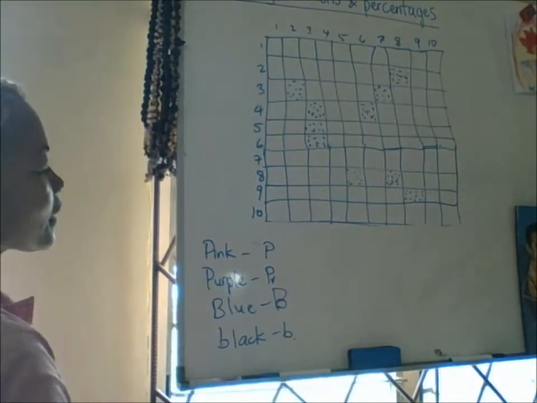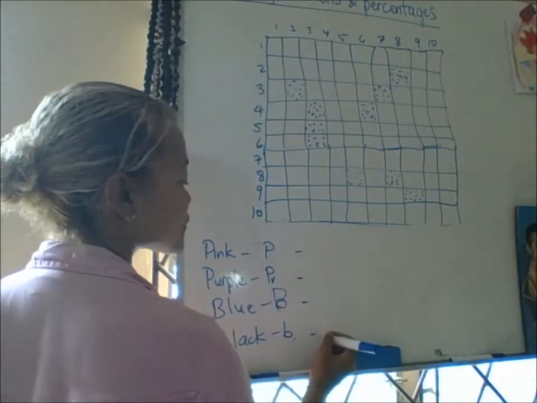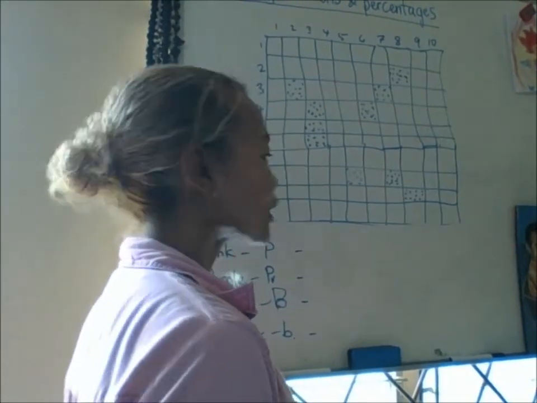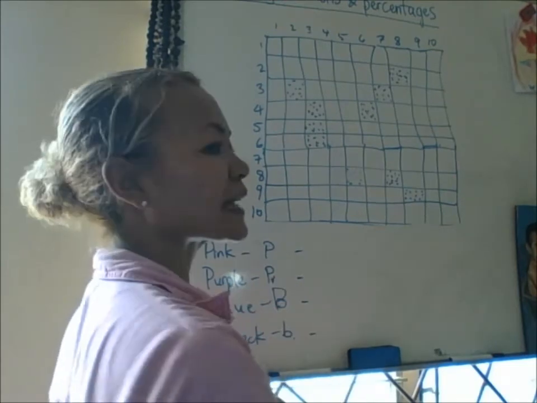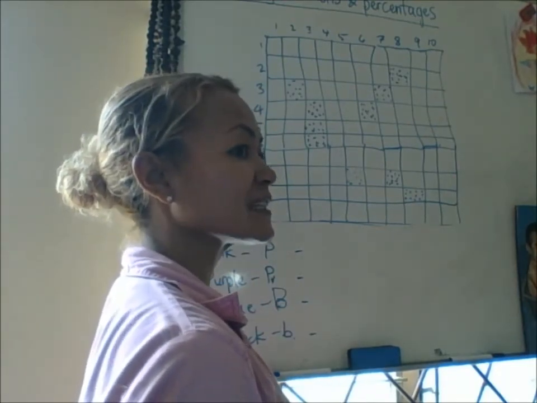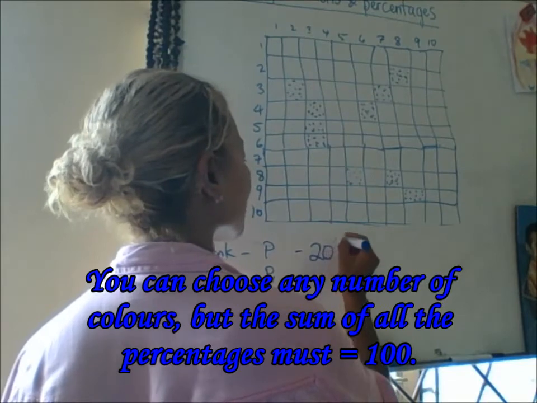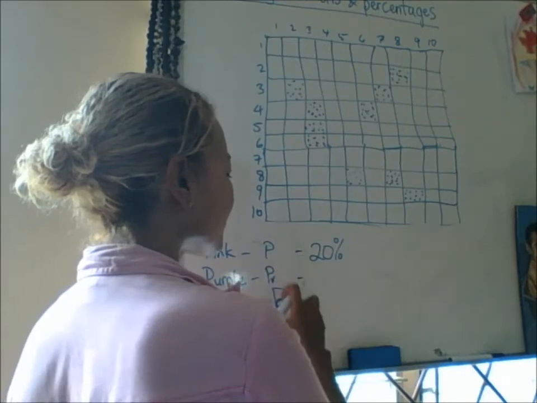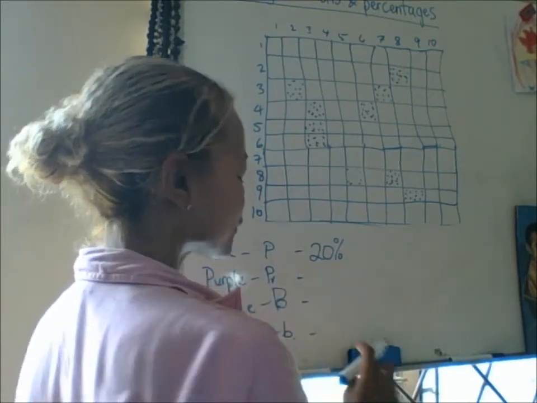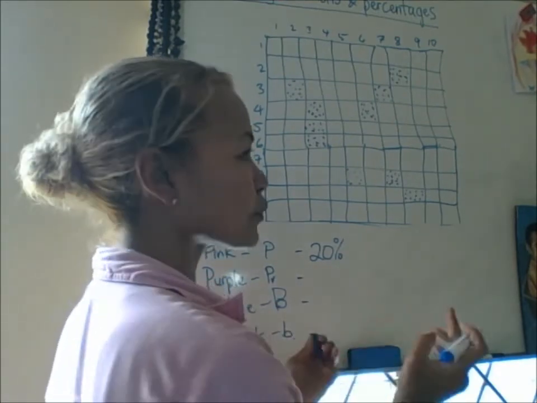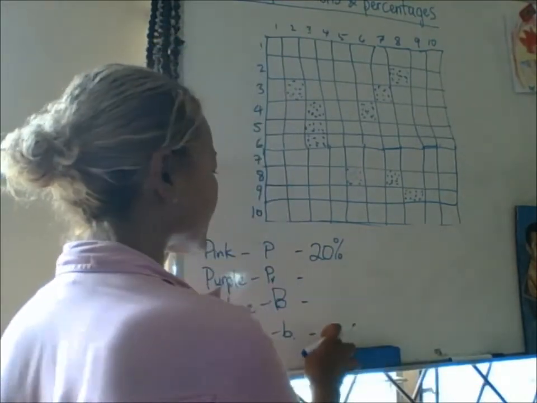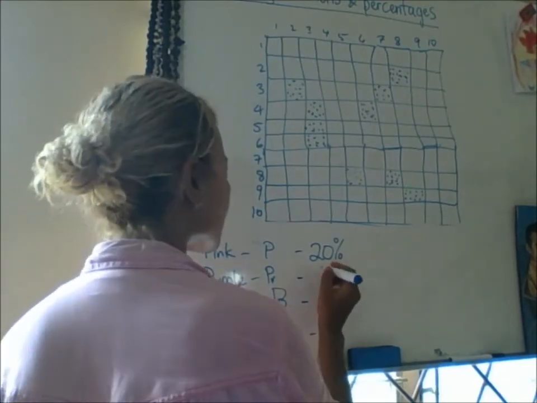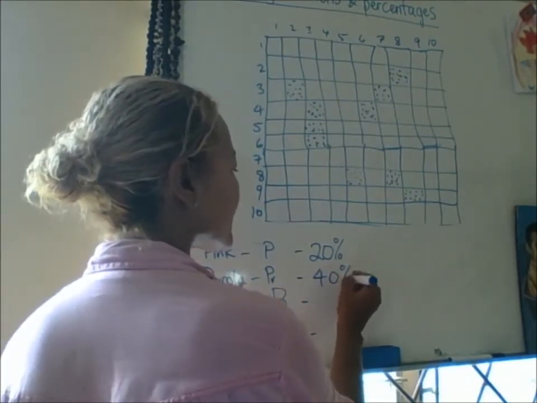Black is small b. Now I'll give you percentages. Your first color will be a number out of 100. So if we have 100 squares, what percent shall we give pink? 20%. The first number you don't have to use pink, but choose 4 colors, give each color a letter, and then you decide percentages. So 1 is 20%, so we have 80% remaining that we can allocate between these 4 colors.